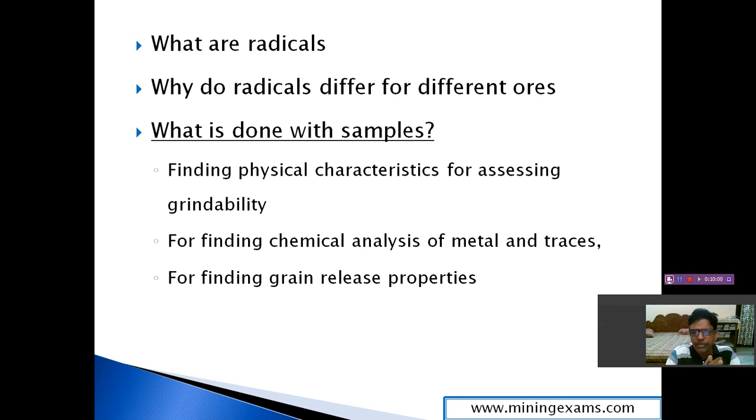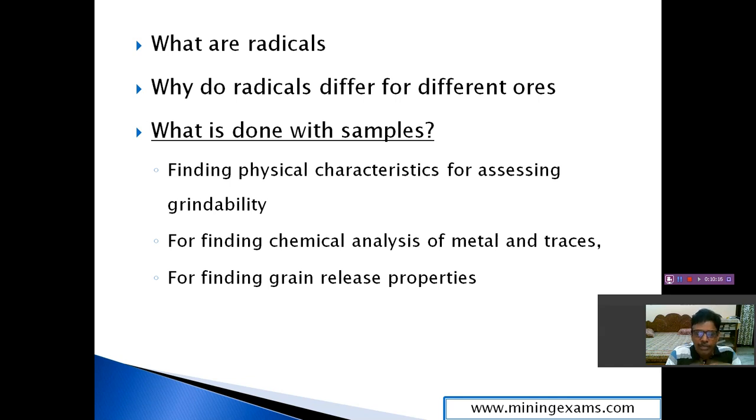For our examination purpose, we don't need that much. But one thing you remember: an oxide of a metal, it is very easy to do metallurgy on, compared to its sulfide or carbonate. Now, for different ores, radicals differ.